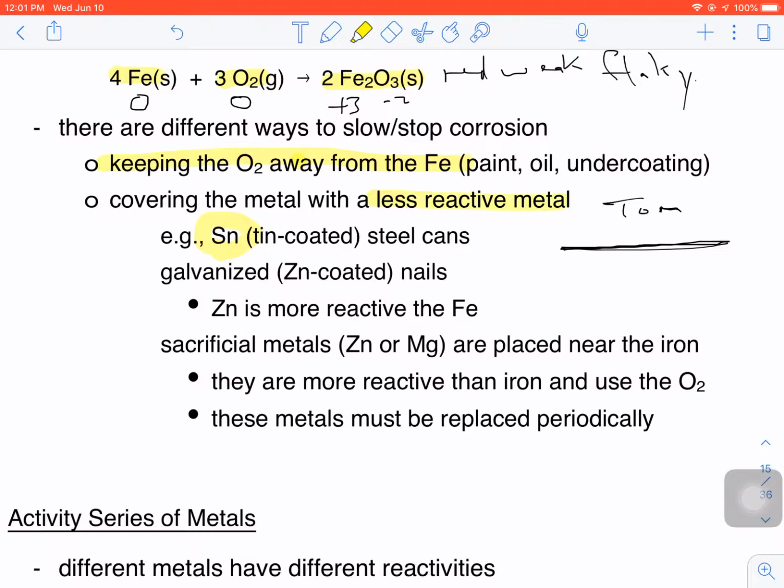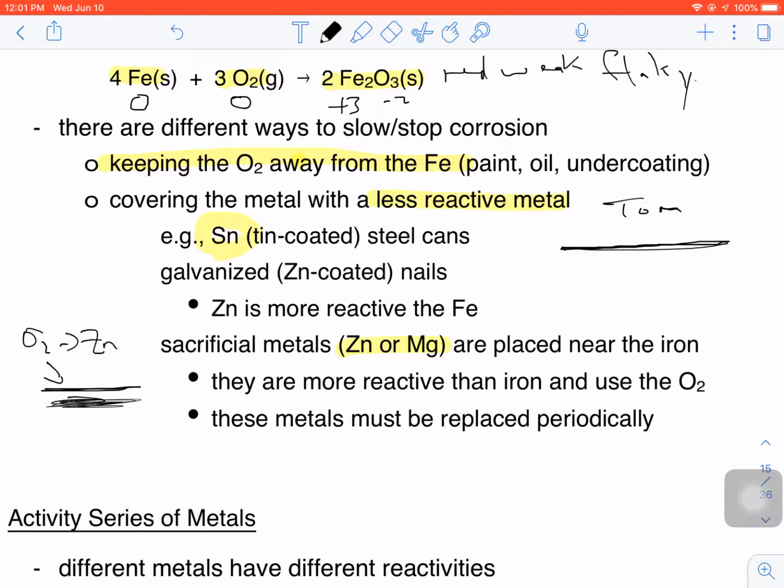The other option is to use elements that are more reactive than the metal. So zinc and magnesium are more reactive than iron. You might think, why would I put something that's more reactive than iron? It's going to cause more and more trouble. Well, what happens here is, if here is my steel can, and now I put a layer of zinc on top, that zinc is going to get oxidized.